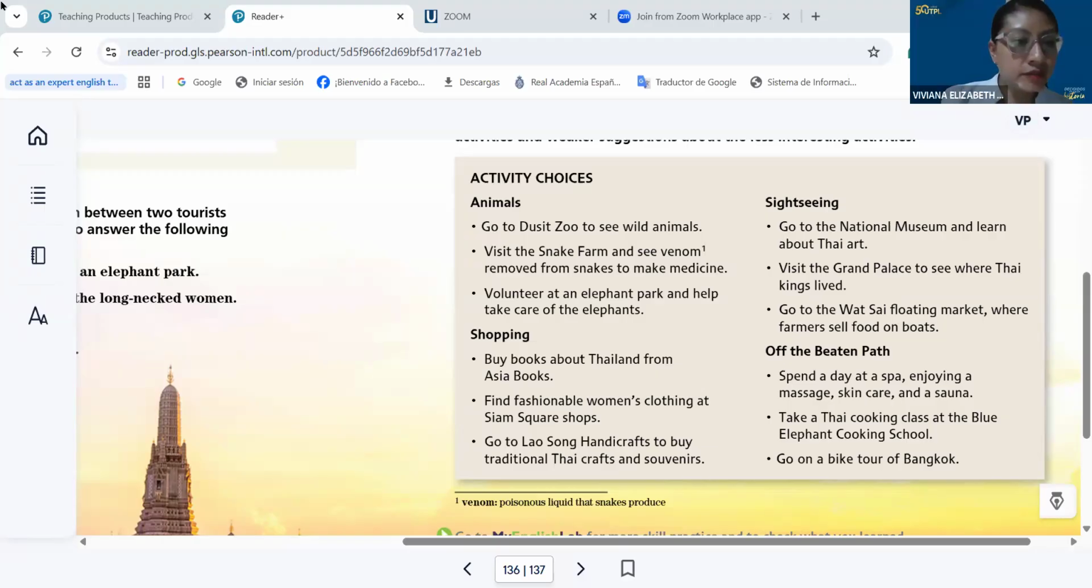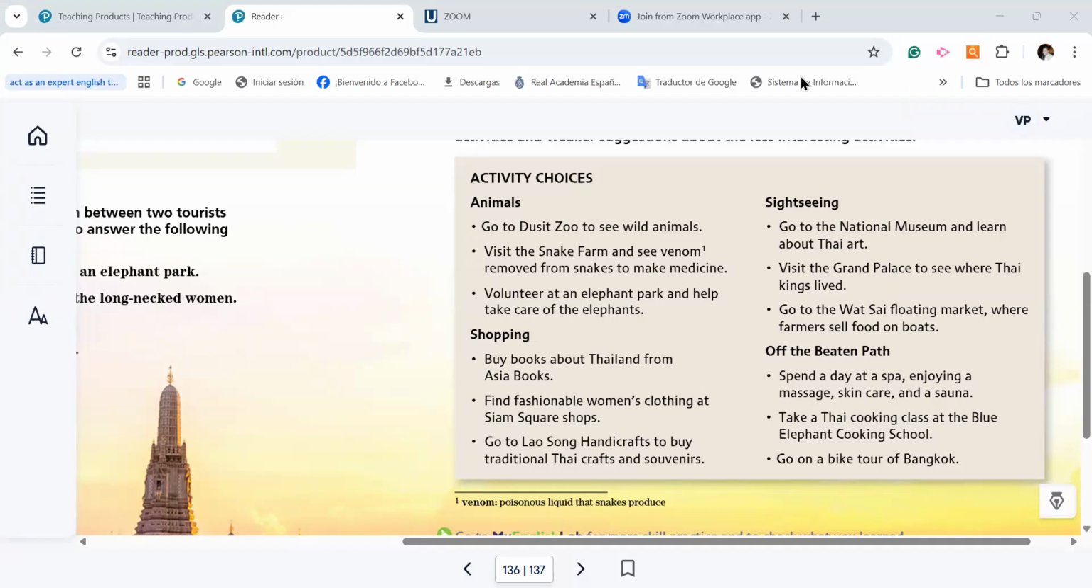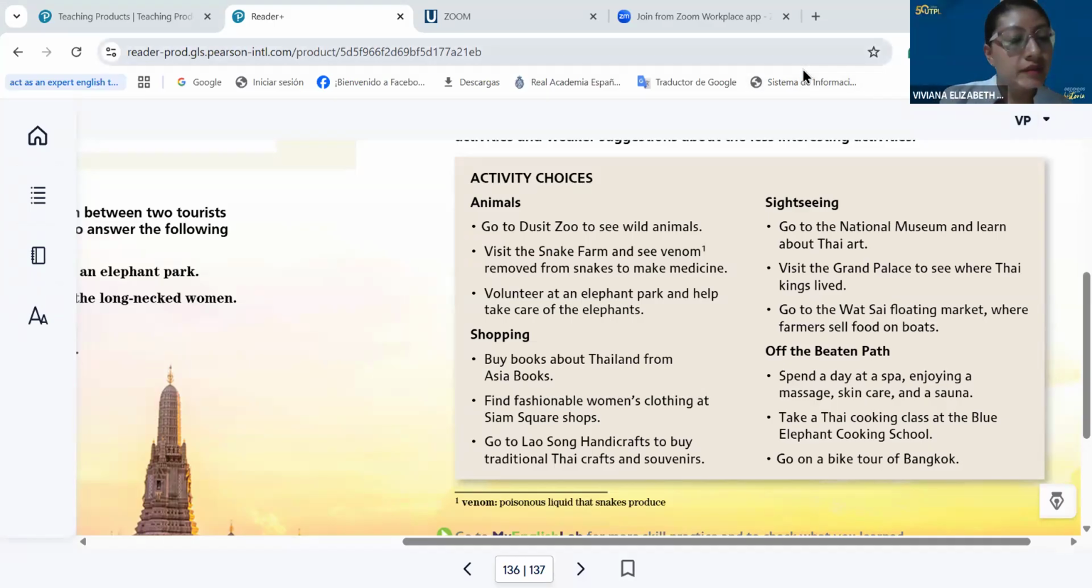Galo is part of your group as well? Yep, but he already mentioned the suggestions.